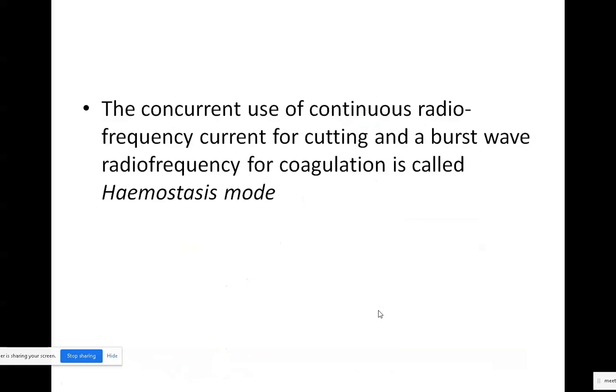The concurrent use of continuous radio frequency current for cutting and a burst wave radio frequency for coagulation is called hemostasis mode. So a continuous radio frequency signal will be provided for the cutting process, and the burst wave radio frequency will be provided for the coagulation process. This process of providing different types of signal is called hemostasis mode.